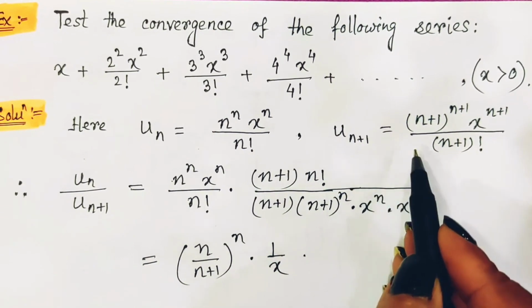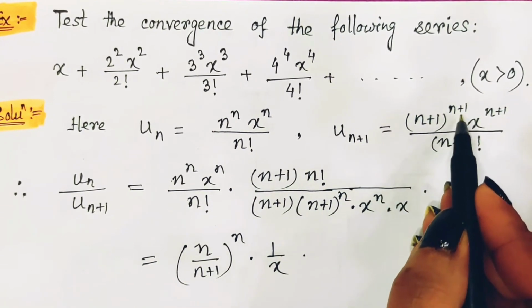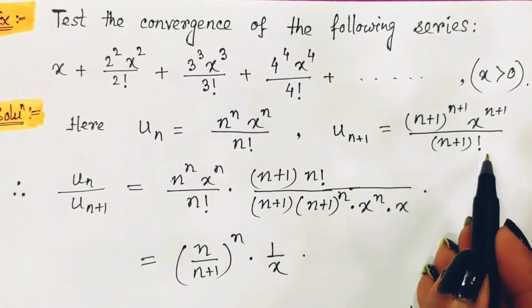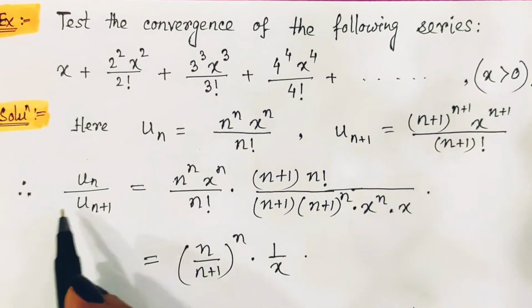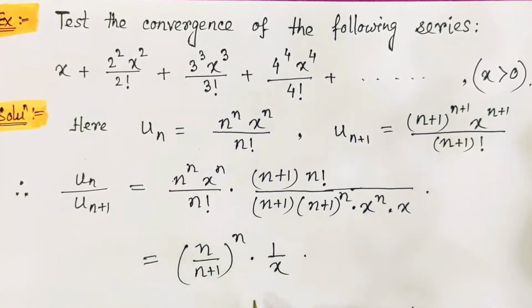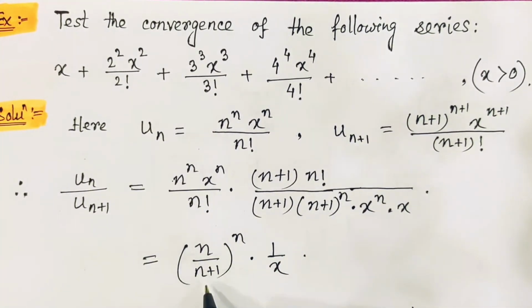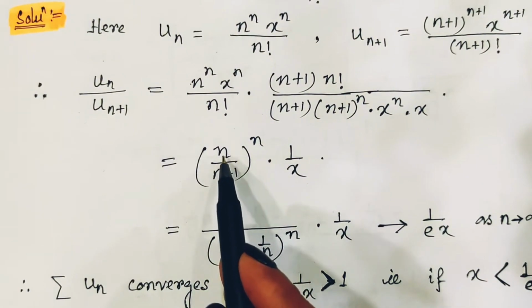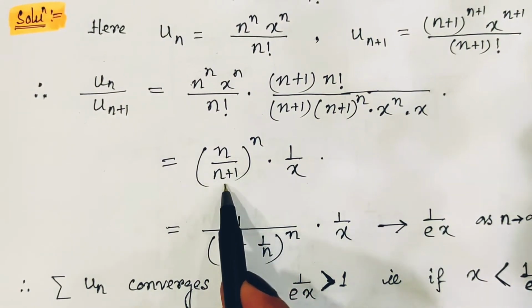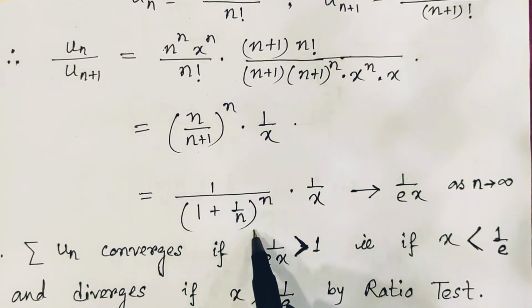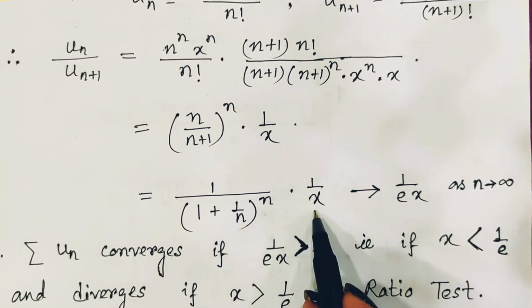That is again so simple: n plus 1 to the power n plus 1 into x to the power n plus 1 divided by n plus 1 factorial. Therefore, we should find the ratio un divided by un plus 1. If we take this ratio, we find it as n divided by n plus 1 to the power n into 1 upon x. Now we divide both denominator and numerator by n, and finally we find it as 1 divided by 1 plus 1 by n whole to the power n into 1 by x.